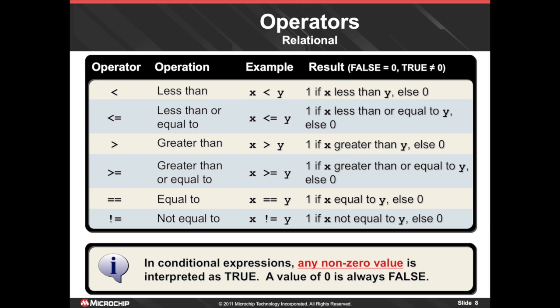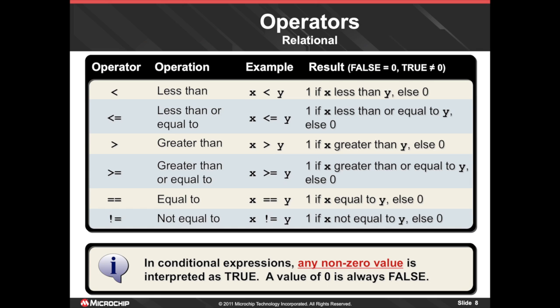These are called relational operators, and they're used to compare two values and tell you whether the comparison being made is true or false. For example, in the second line in the table, we are testing to see whether x is less than or equal to y. If it's true, this expression will return a non-zero value, which is usually called a 1. And if the condition is false, then a value of 0 will be returned.